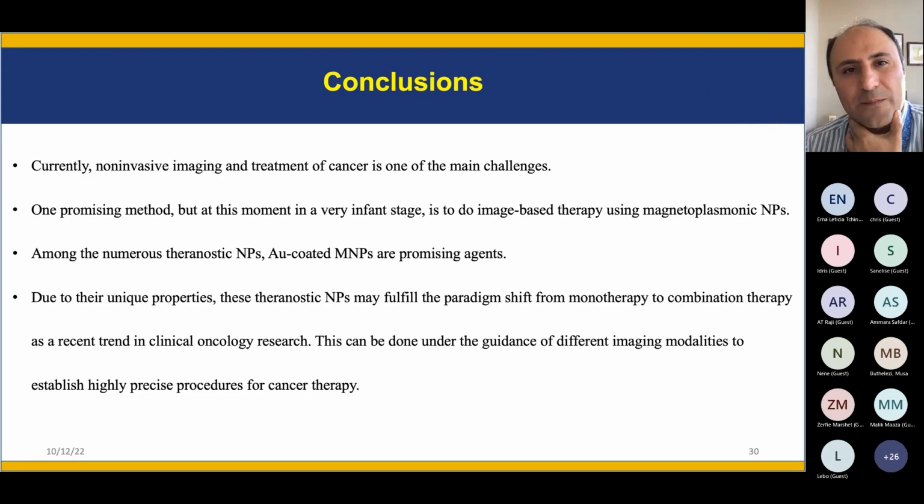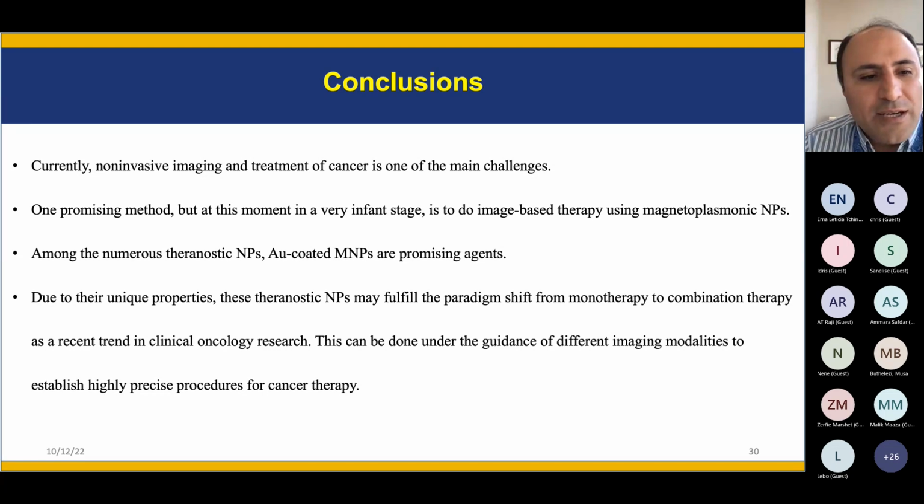So in conclusion, I'm going to say that the current challenge that we have is to do non-invasive imaging and also treatment of cancer. And one of the promising methods is to use image-based therapy using multifunctional nanoparticles like gold-coated iron oxide nanoparticles. And this kind of nanoparticle is a promising agent for both therapy and imaging and to be used in image-guided therapy.